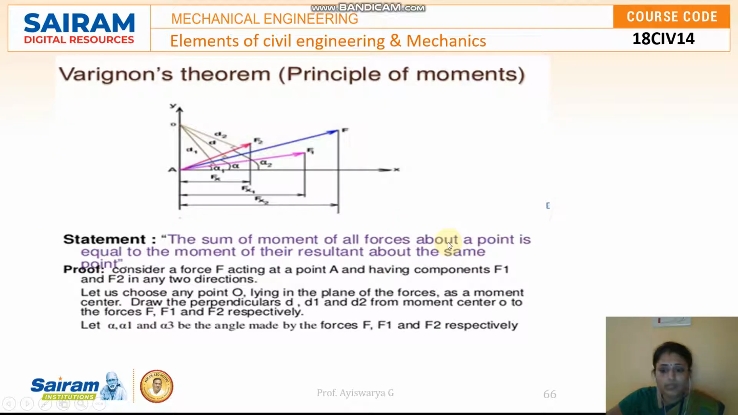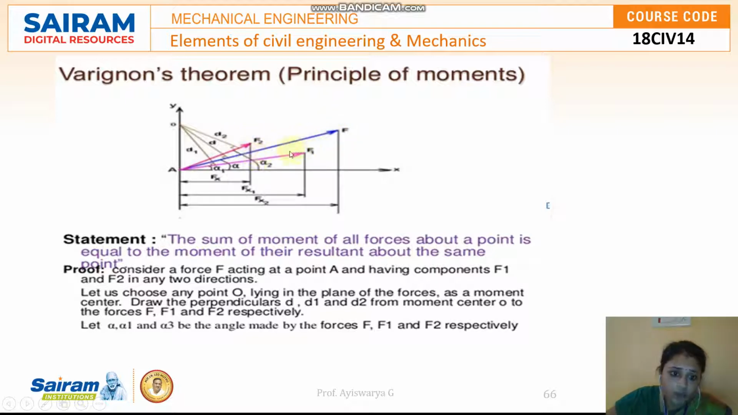The next one is Varignon's theorem. Varignon's theorem is also called the principle of moments. The sum of the moments of all the forces is equal to the moment of the resultant force about the same point. For example, take a graph with x and y axes, with two forces F1 and F2. The resultant force is this blue colored force F.